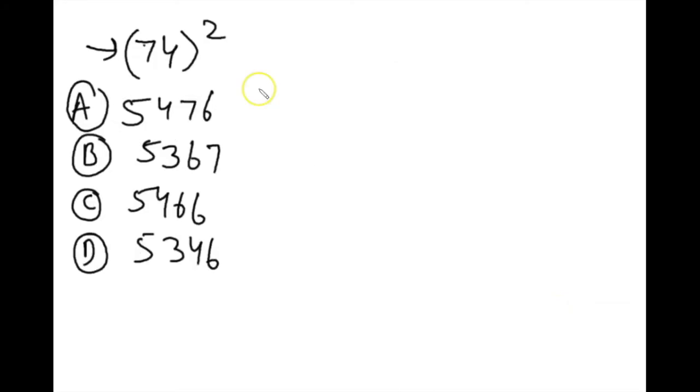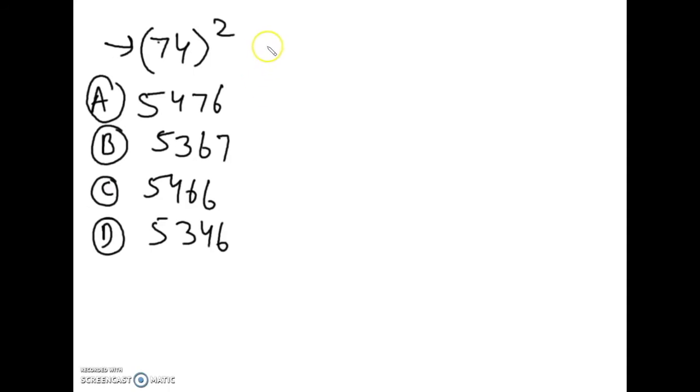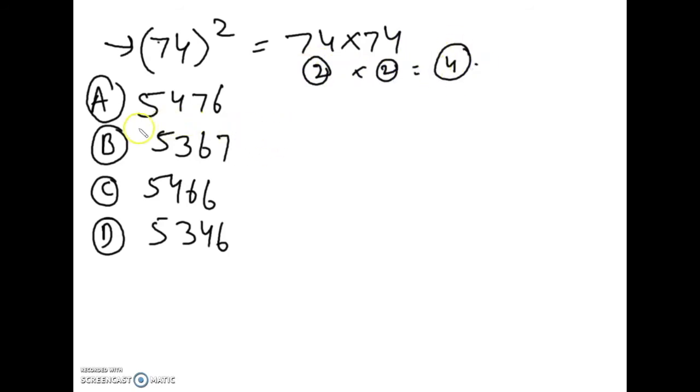So let us see how to solve a square, how to find out the square of a number. In this question we are talking about 74 square, which is nothing but we can write it as 74 into 74, which is a basic multiplication. And the digital sum of 74 is 7 plus 4, which will give you 2. And the digital sum of 2 into 2 is 4. So the digital sum of 74 square is 4. Do the same thing for the options right now.